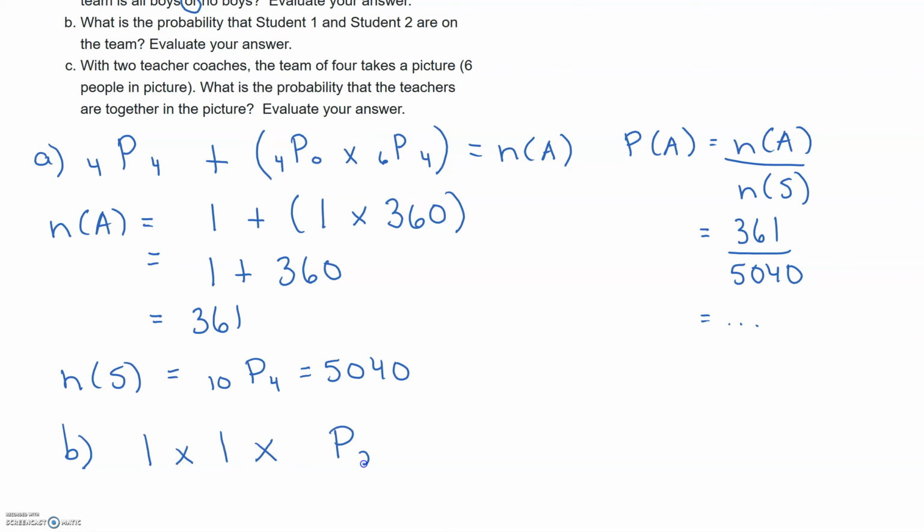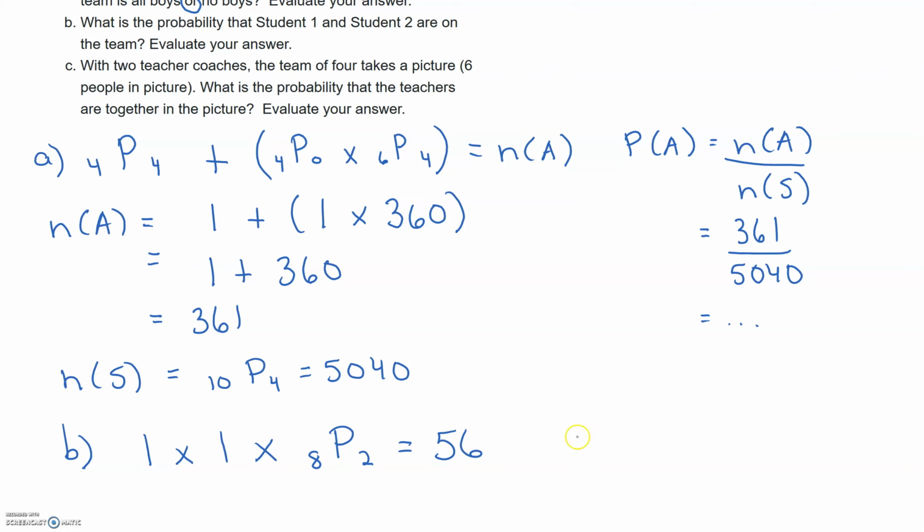And then after that, there are only 2 students left to pick from, a total of 8 students that are left over. Okay, so in this case, you would do 1 times 1 times 8P2. And we know 1 times 1 is just 1. So if you do 8 pick 2, it gives you 56.